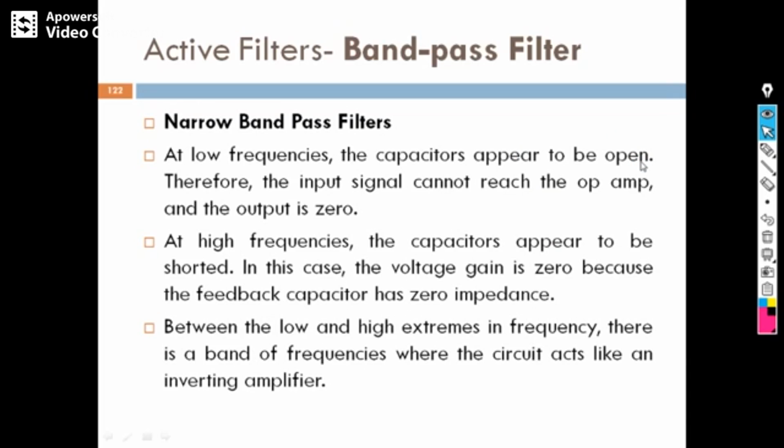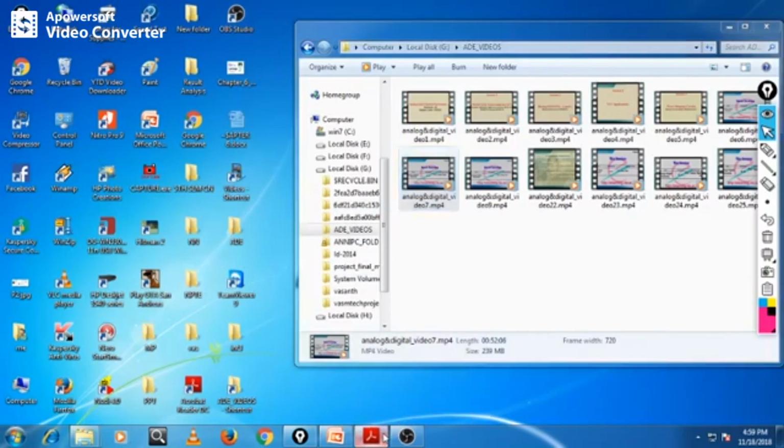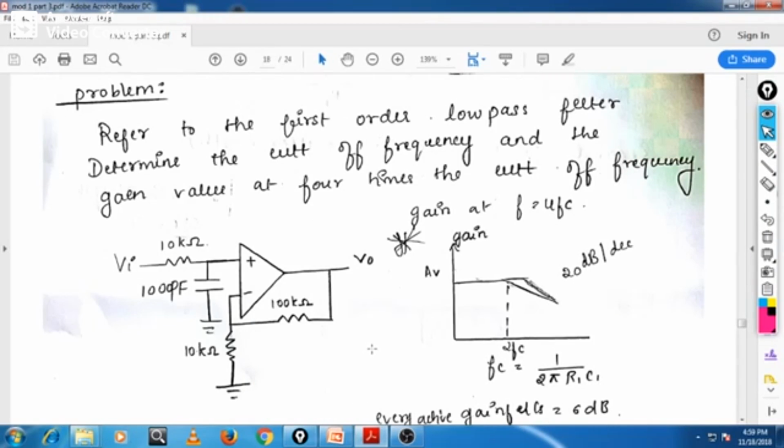So with this, students, now we will move to the one numeric in this category. You can see the numeric here. It says, refer to the first order low pass filter. Determine the cutoff frequency, and determine the gain at 4 times the cutoff frequency. The diagram is given.